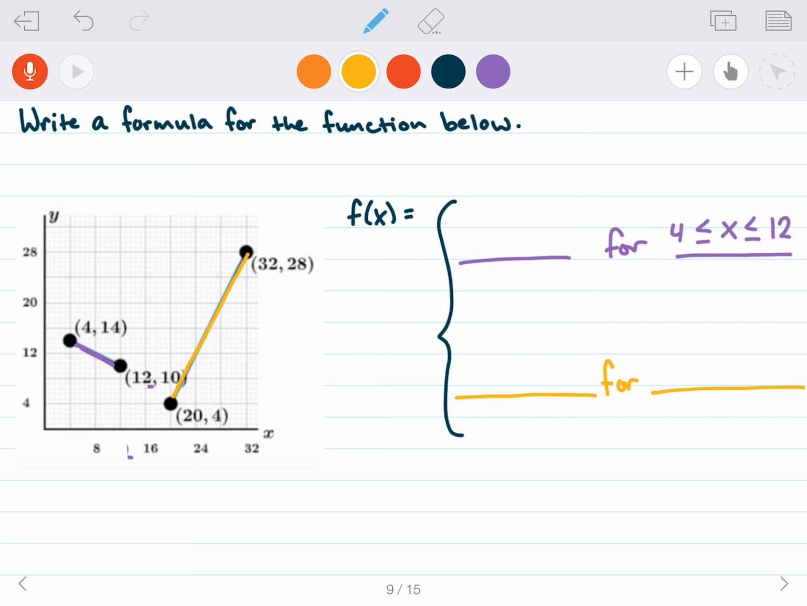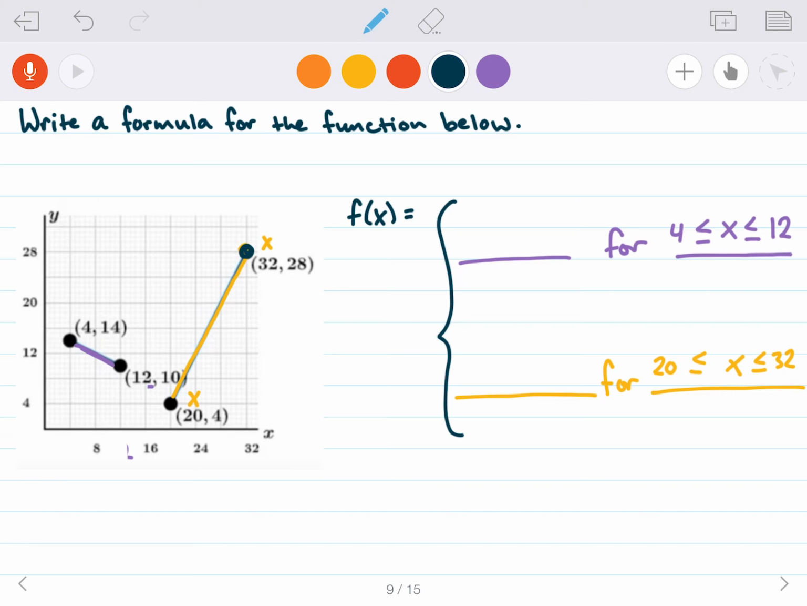Well, we start at an x value of 20, so x is going to be bigger than or equal to 20, and we end at x equals 32. So it's going to be between 20 and 32. And everybody gets a less than or equal to, greater than or equal to, because all we're dealing with here are closed dots. We don't have any open dots to worry about. So now that that's taken care of, let's go ahead and write the formula for the functions.